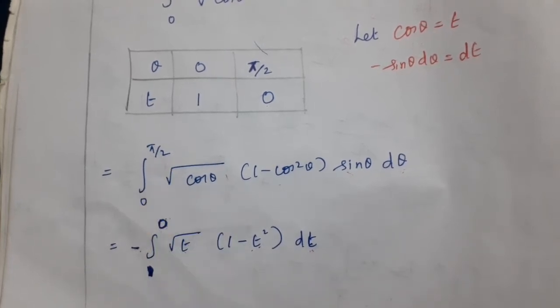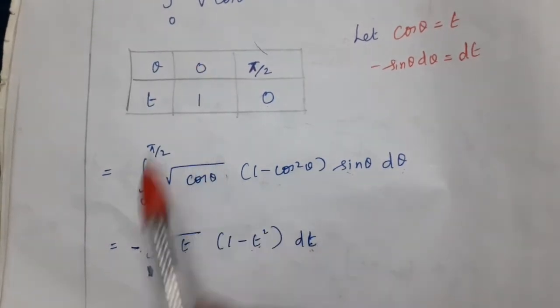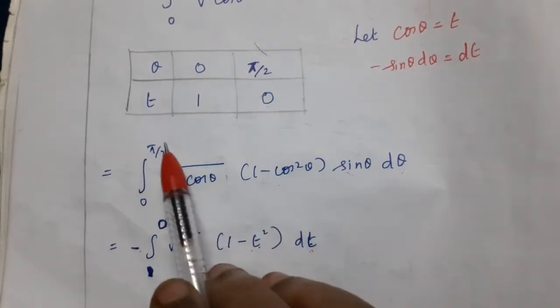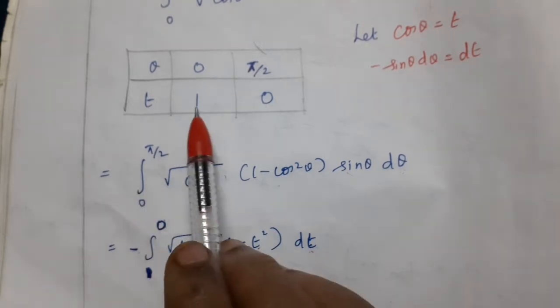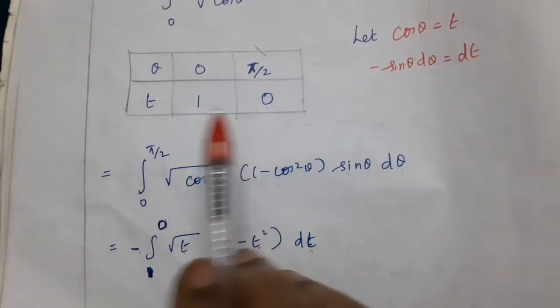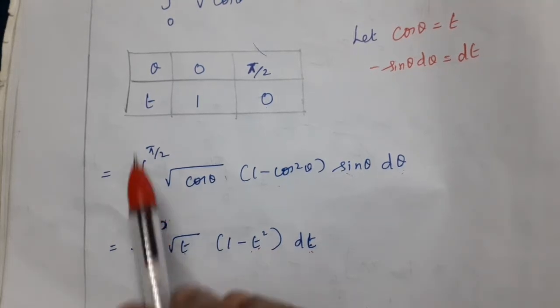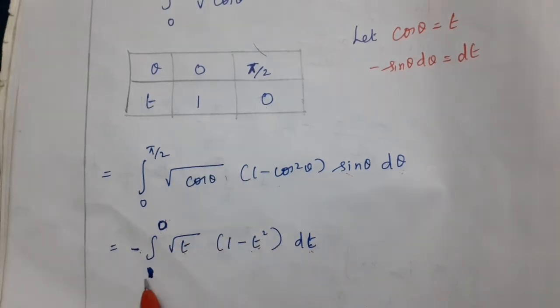So what does 0 to pi by 2 become? If theta is 0, the lower limit in terms of t is 1. If theta equals pi by 2, the upper limit in terms of t is 0. So the limits are 1 and 0, instead of 0 and pi by 2. The limit also changes in terms of t, and the answer we find is 1 and 0.